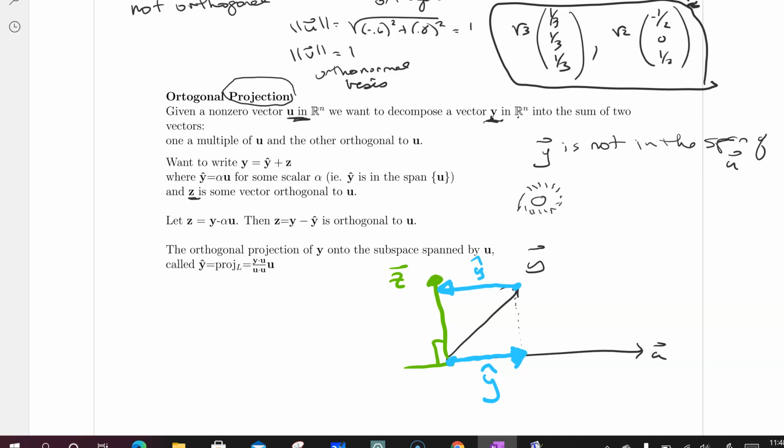So let me go back to black. So my z vector is y minus y hat. Whoops, that's supposed to be a y hat. So there it is. So this green vector z is this vector y, tail to tip, subtract off y hat, and that's how I get this orthogonal vector z. And so the orthogonal projection of y onto u is this y hat, finding that first. That's what you always find first. And then you have the power to go find out what z is, which is the orthogonal vector to it.